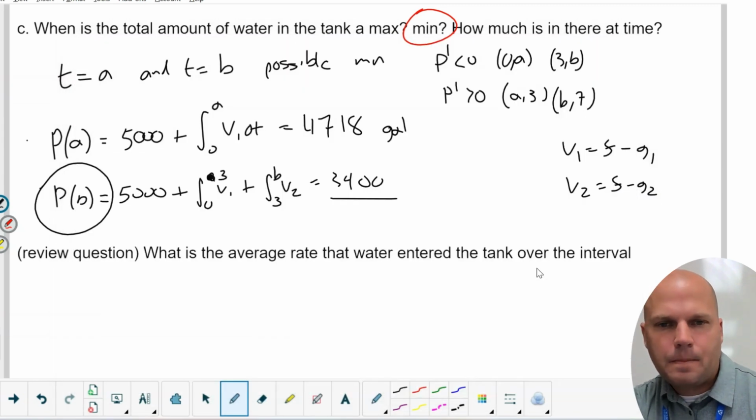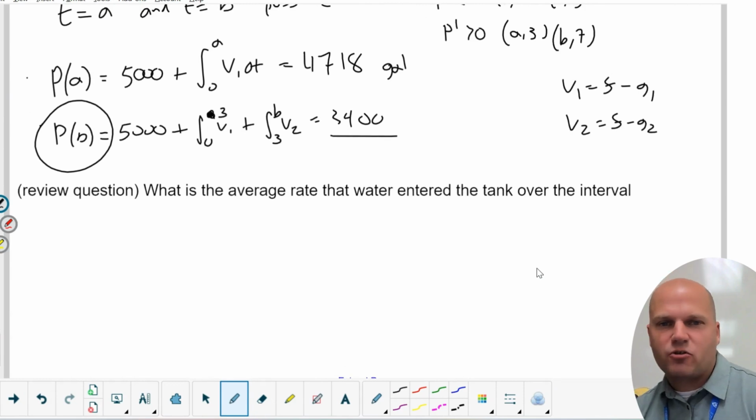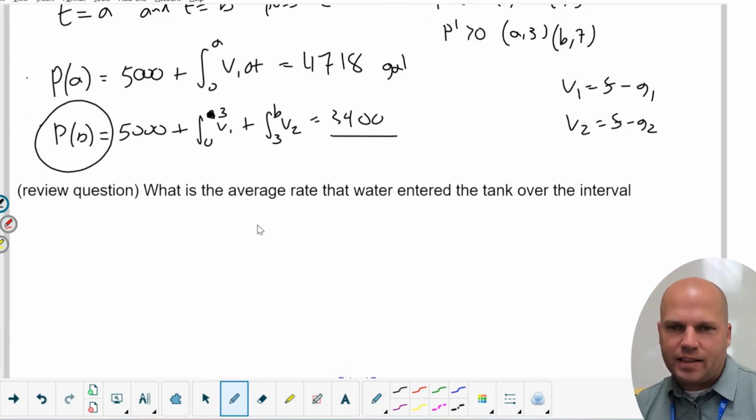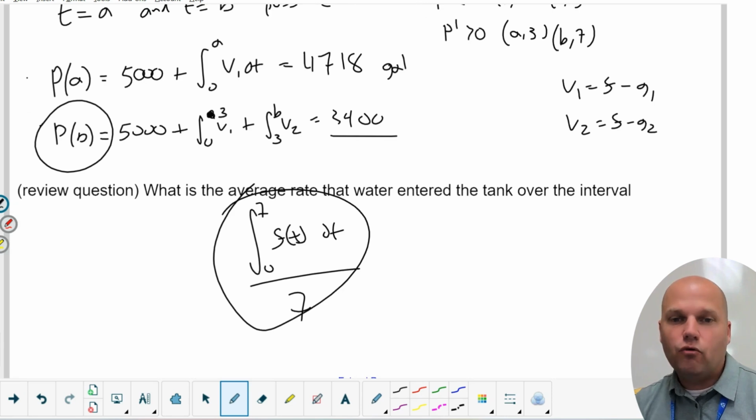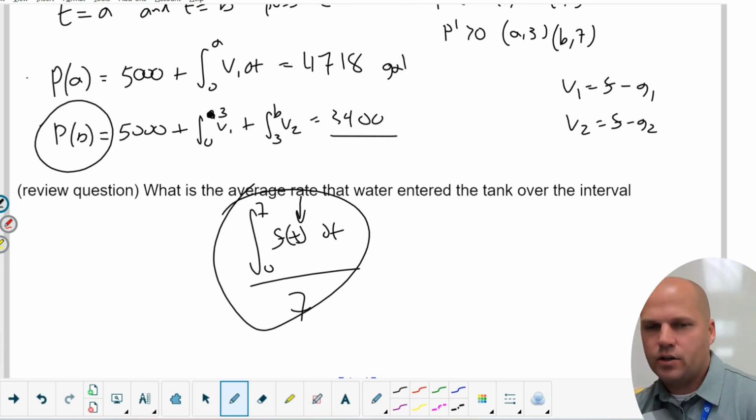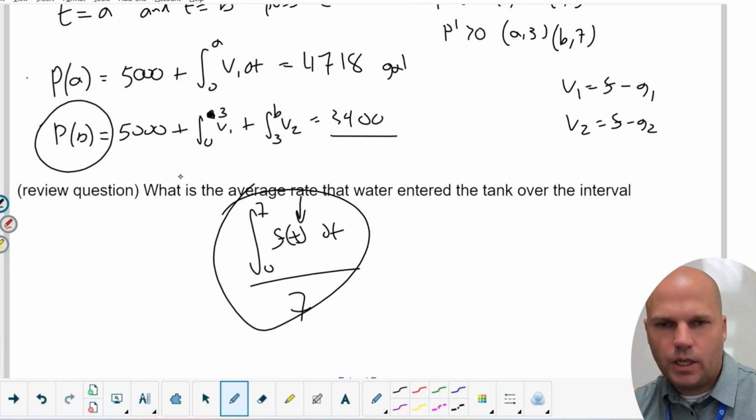So there you go. The review question was the average rate that the water entered. Don't forget that when you add up all of something and divide it over your interval, you will be able to get an average of that something. This is going to give me the average rate that water entered. And that's that. Okay. I hope you picked up on what I put down here.